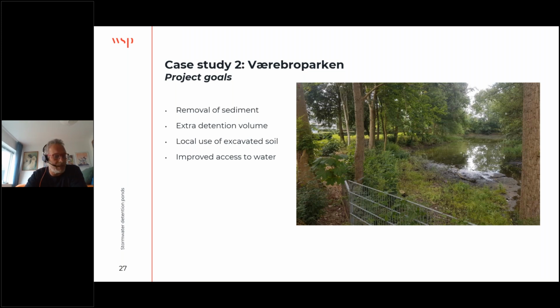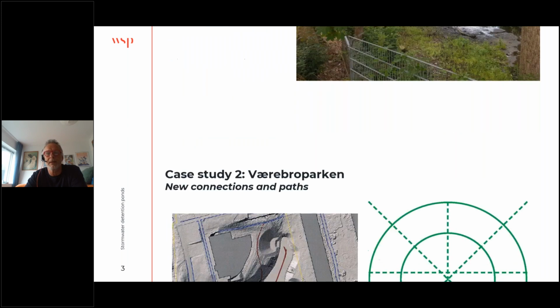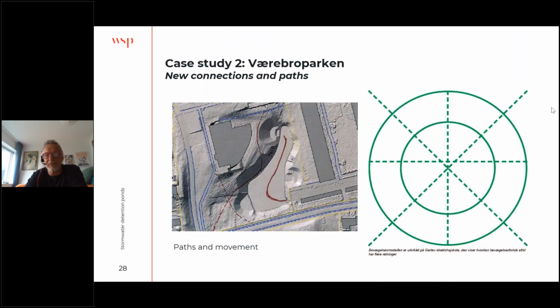And the utility company wanted to reuse the soil in the area, and they got into a discussion with the people owning the area. That was partly the social housing company, partly the municipality. And they accepted it if they put money into a design of the pond, so they could improve the use of the area. We had a lot of planning about how to make the paths with a lot of crossings.